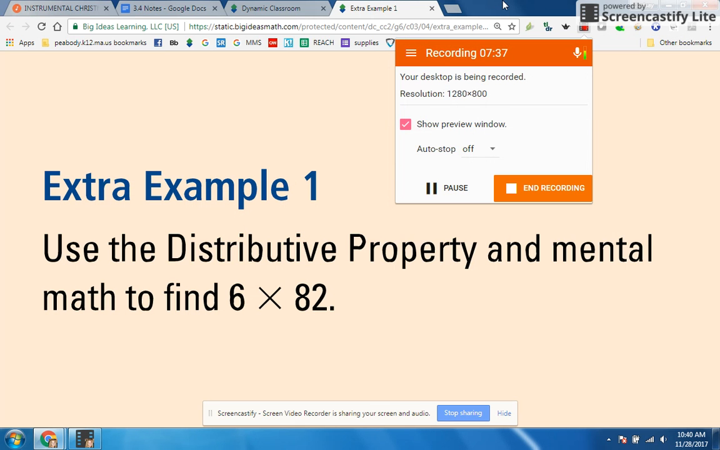Okay, so you were going to try this problem. So put the 6 on the outside of a pair of parentheses. Break up the 82 using your 10s and 1s, and then distribute that 6 to the 80 and the 2. See if you could solve it. So pause and try this one. This is what I'm checking.